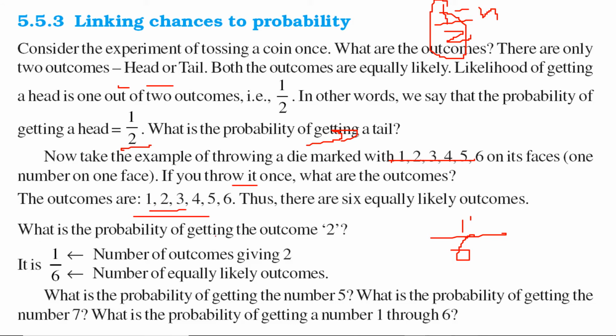So this is the total number of outcomes. Say you are interested in 2, this is the number of outcomes giving 2, and these are the equally likely outcomes, and this is the probability of getting a 2 when you throw a die. What is the probability of getting 5? Again 1 by 6, right?